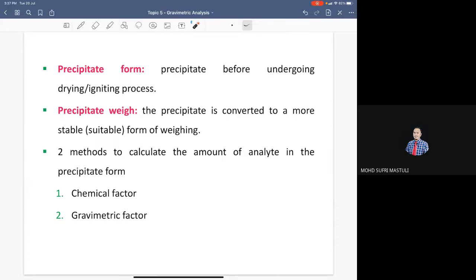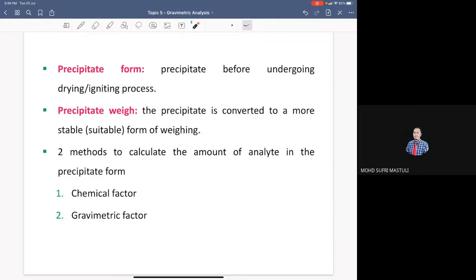The precipitate form is the precipitate before undergoing drying and ignition. So before we apply the drying and ignition treatment, it is the precipitate form. The precipitate converted after drying and ignition, we call the weighing form. The precipitate is converted to a more stable form for weighing.